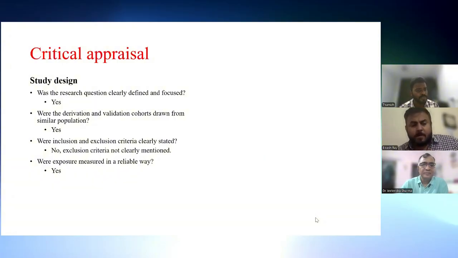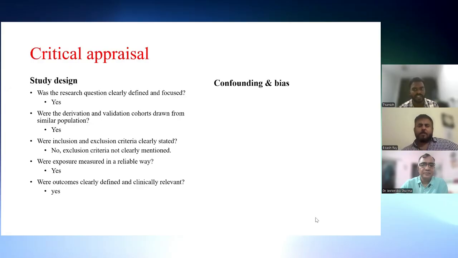Were the exposures measured in a reliable way? Yes, they have measured them and mentioned 14 values also. Were outcomes clearly defined and clinically relevant? Yes, the outcome parameters were clinically relevant: mortality, RRT, mechanical ventilation.